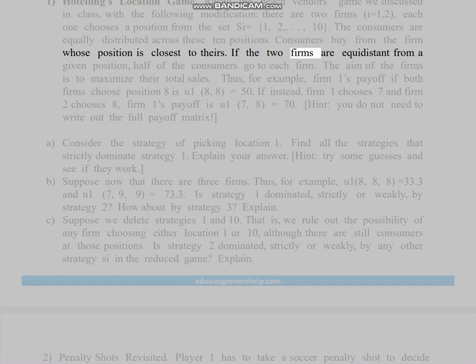If the two firms are equidistant from a given position, half of the consumers go to each firm. The aim of the firms is to maximize their total sales. Thus, for example, Firm 1's payoff if both firms choose position 8 is U1(8,8) equals 50. If instead Firm 1 chooses 7 and Firm 2 chooses 8, Firm 1's payoff is U1(7,8) equals 70. Hint: you do not need to write out the full payoff matrix.